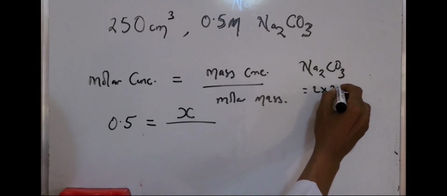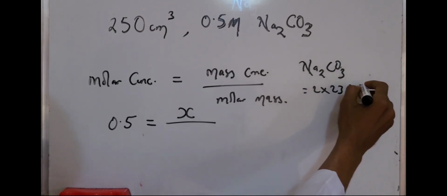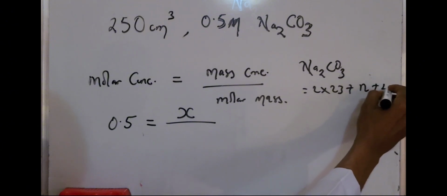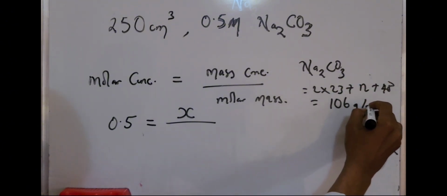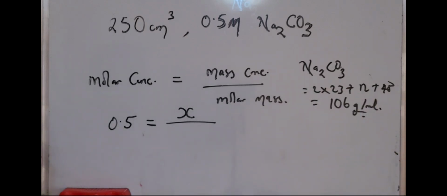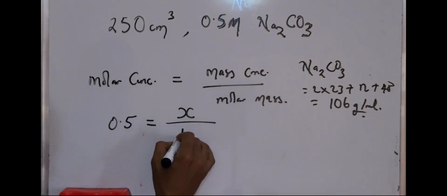2 times 23 plus 12 plus 3 times 16, 48. If you do this correctly, you should have 106 grams per mole. So this is our molar mass of the substance. So I have 106 here.